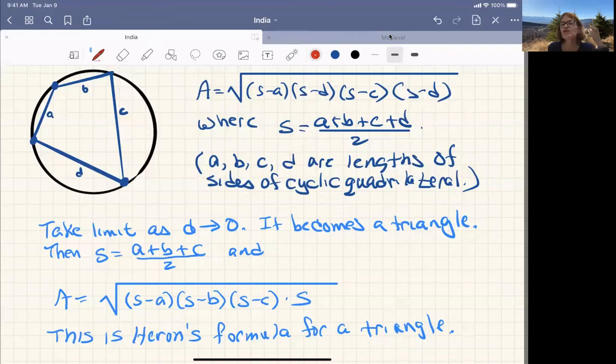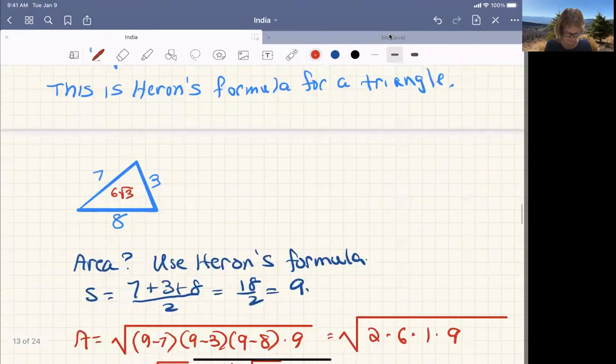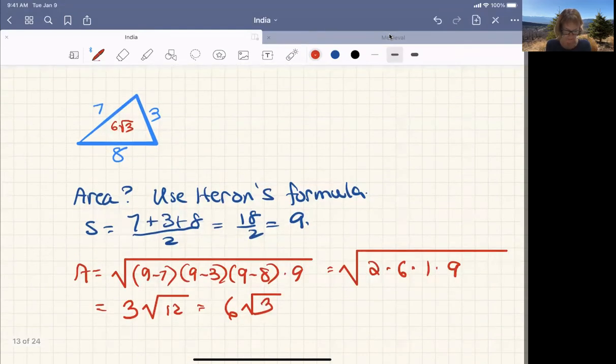So usually we think about, how do you calculate the area of a triangle? Well, you think of one side as the base, you figure out what the height is using trigonometry, and then you calculate the base times the height times a half. So here's an example. Let's say that you have this triangle where the sides are 7, 3, and 8. What's the area? Use Heron's formula.